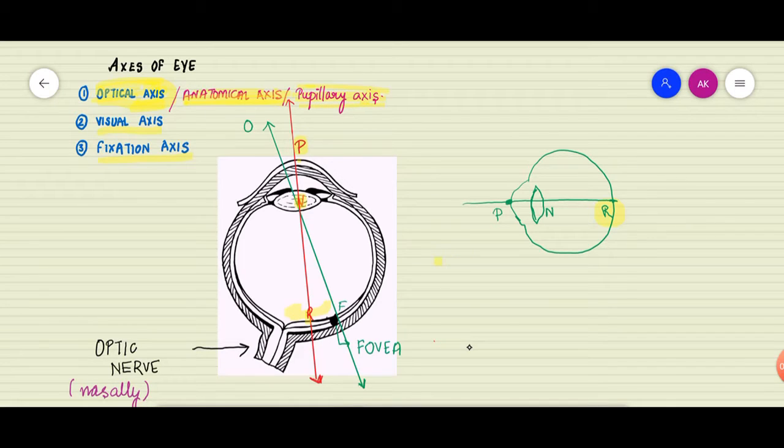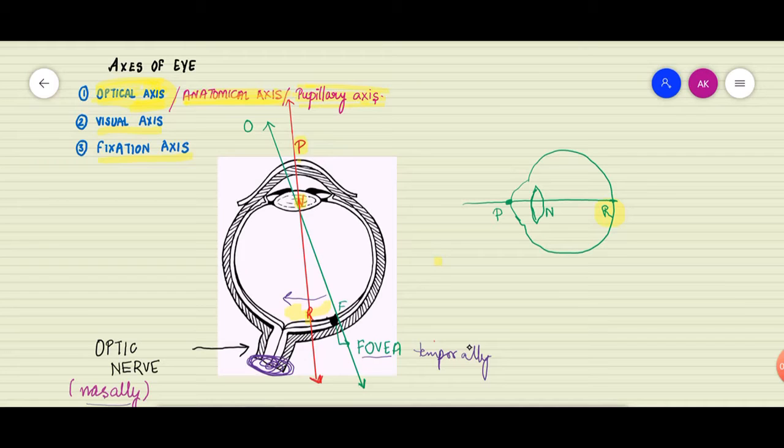What is important to know is that this optical axis is not passing through the fovea. It is passing at a point which is nasal to the fovea. I hope it is clear, because you can see over here that this is the optic nerve, and we all know that the optic nerve is present towards the nasal side and the fovea is present towards the temporal side, and the line that is the optical axis is passing somewhat nasal to the fovea. So this is your optical axis, right?